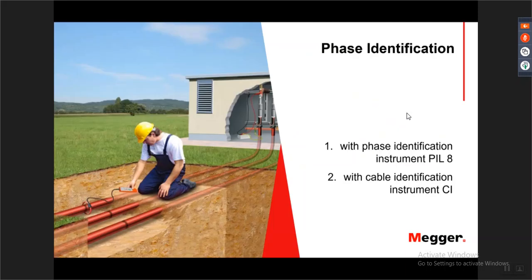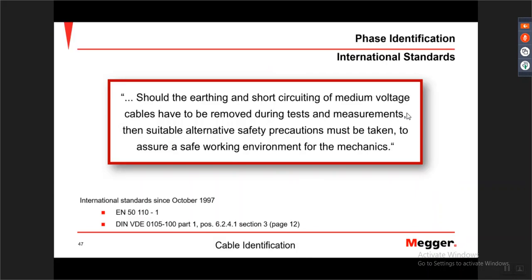Phase identification. We're looking at phase identification with an instrument called the P8 and with a cable identification unit. Should the earthing and short circuit of medium voltage cables have to be removed during tests and measurements, then suitable alternative safety precautions must be taken to ensure a safe working environment for the technicians. Always make sure you have an earth, even if you have to put a temporary earth in position.